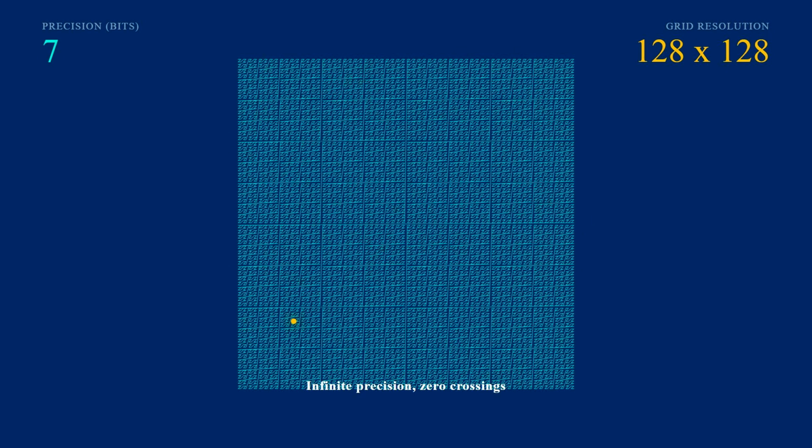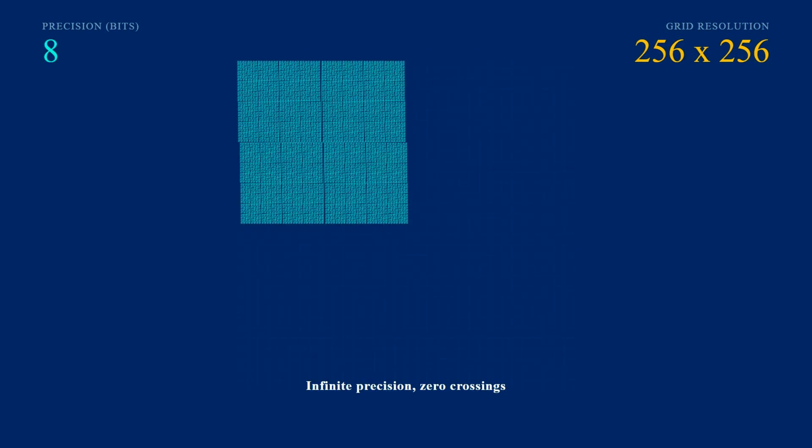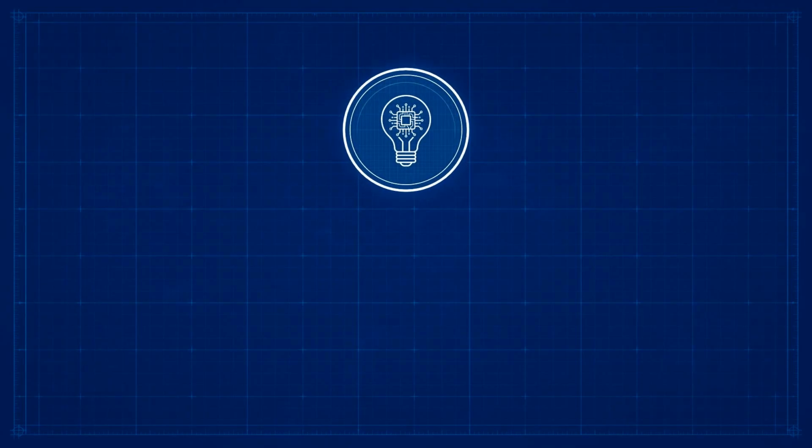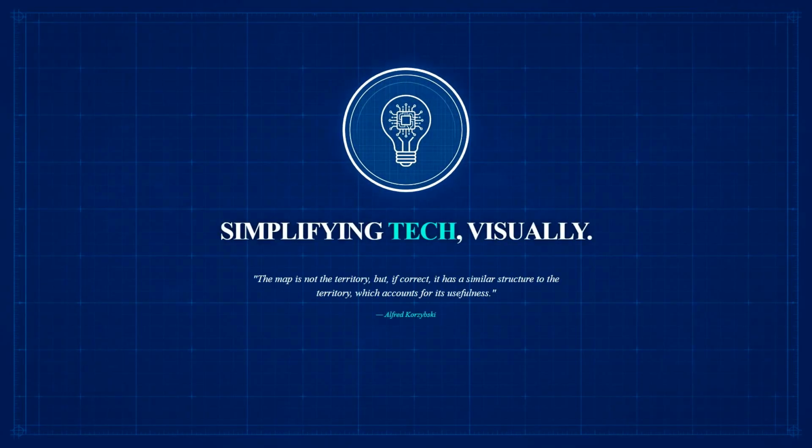The Z-order curve is the silent engine of modern spatial logic, powering real-time location services, cloud databases, and geospatial analytics at massive scale. It is the perfect example of how an elegant mathematical pattern can overcome the physical limitations of hardware. As Alfred Korzybski famously said, the map is not the territory, but if correct, it has a similar structure, which accounts for its usefulness.